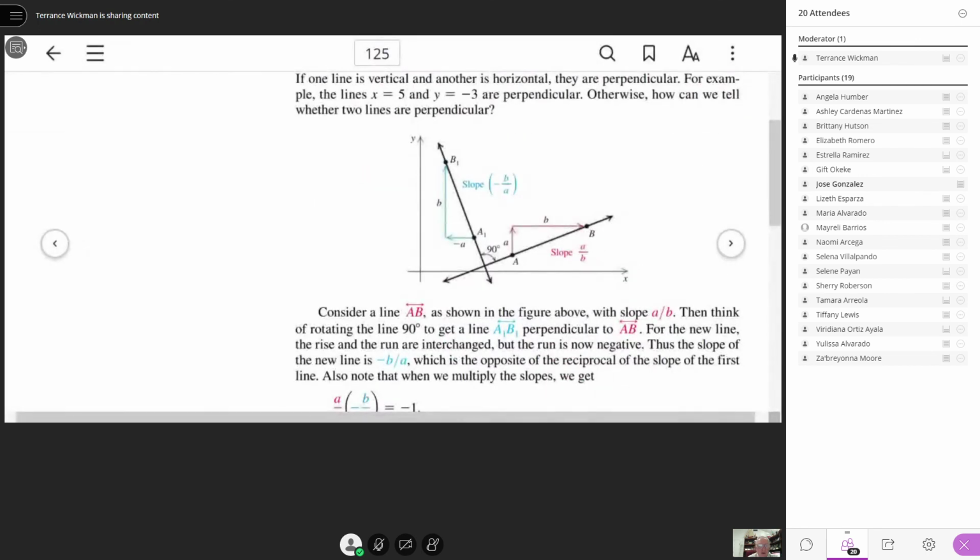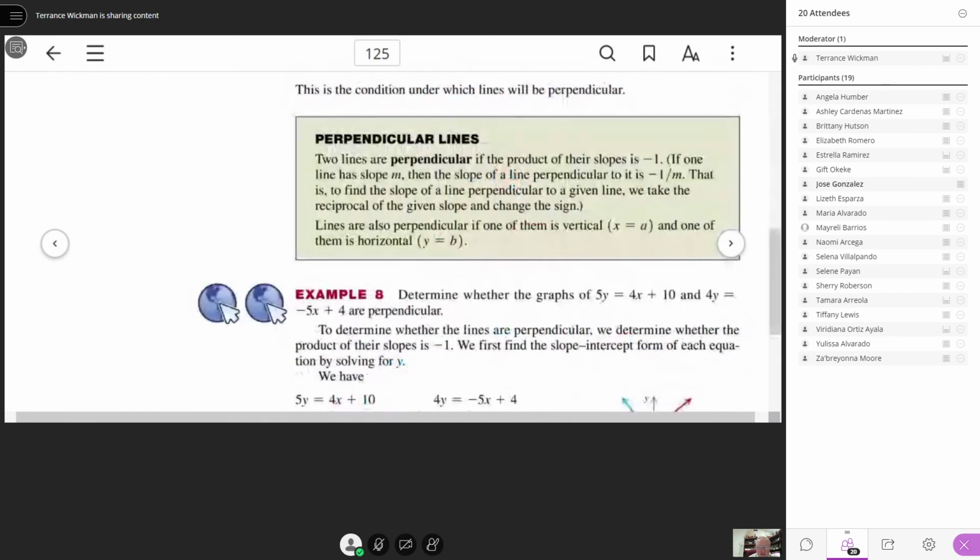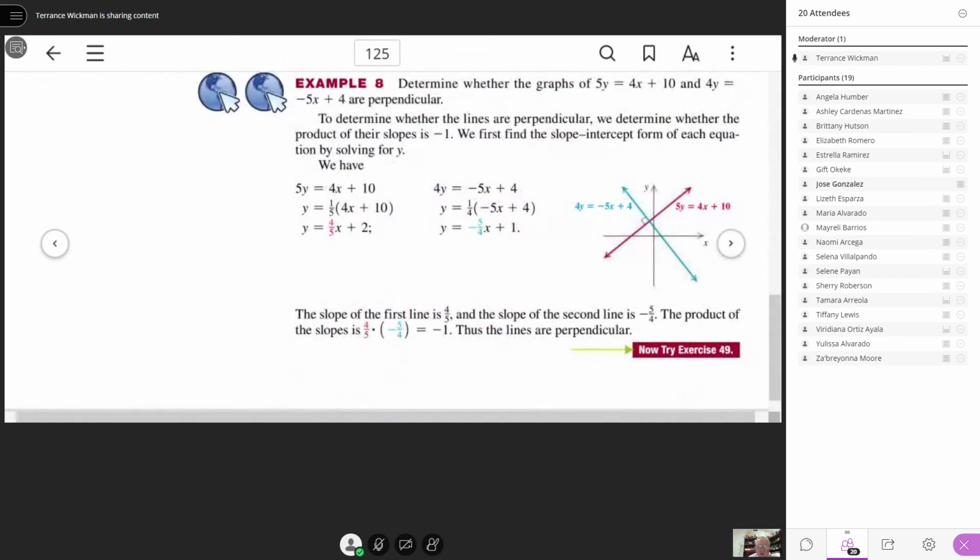The perpendicular, again, they're showing you this is the math behind it. The slope is the negative b over a, then the reciprocal is a over b and change the sign, and it's perpendicular. It's 90 degrees. And that's what they're showing you here. So just to give you confidence of what I just showed you, they take the equation 5y equals 4x plus 10, they get y by itself. And they get the slope 4/5.